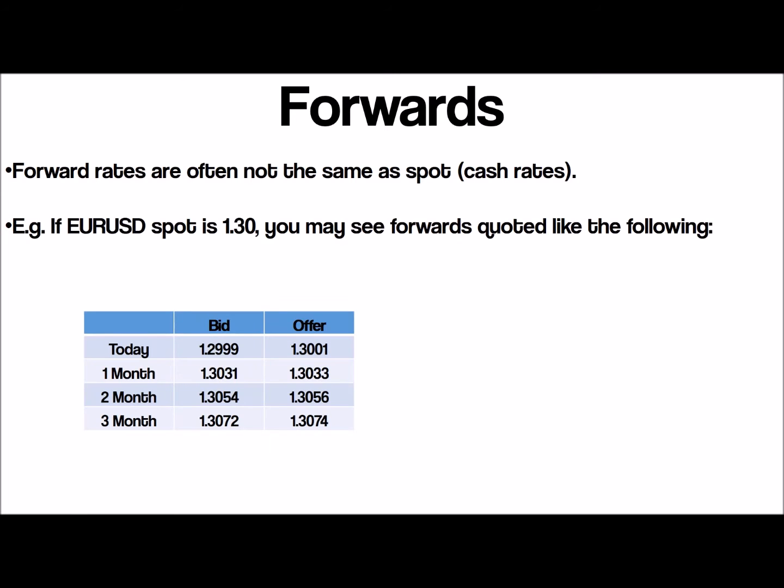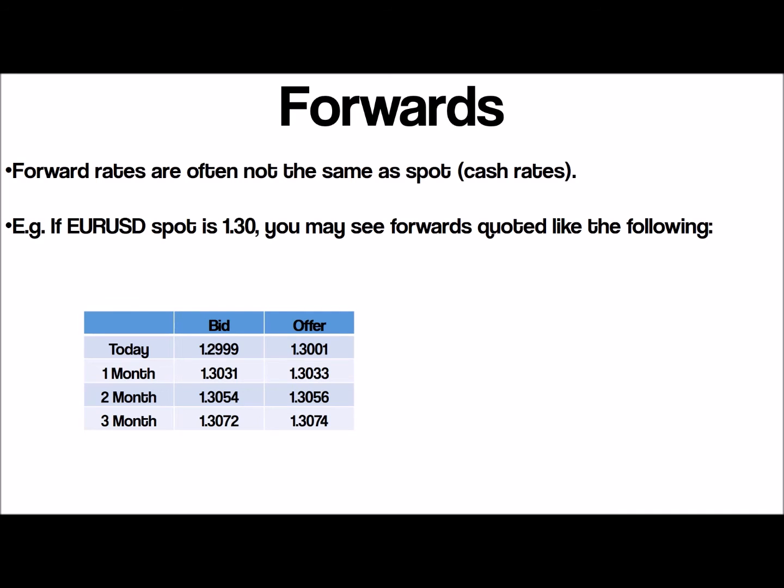The spot rate just refers to the cash rate, i.e. a trade carried out for immediate delivery. Actually, it turns out it's not always immediate delivery, it's 2 days generally, or sometimes 1 day depending on the currency pair, but for the purpose of our argument we'll say that's immediate delivery.